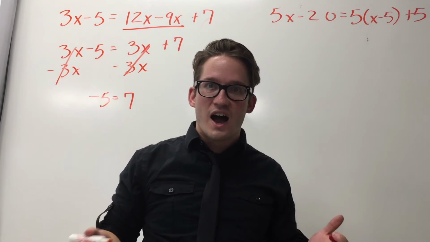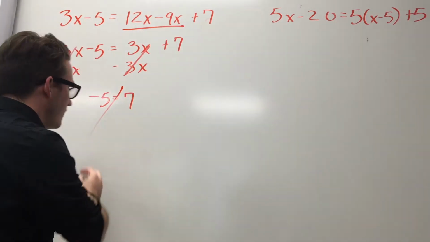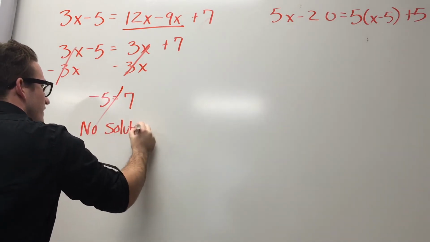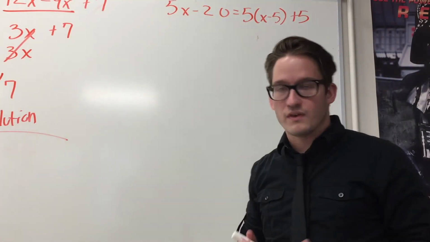When does -5 ever equal 7? Never! That's why it's no solution. Let's look at a third solution type. Okay, again, simplify.